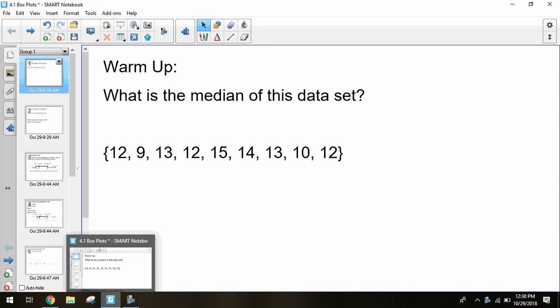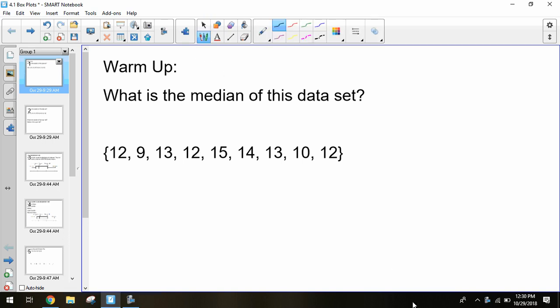What is the median? Landon? It's like the medium number. The middle number. All right, let's stop that, please. Dylan. Liar.